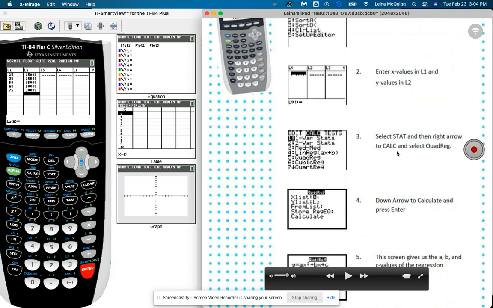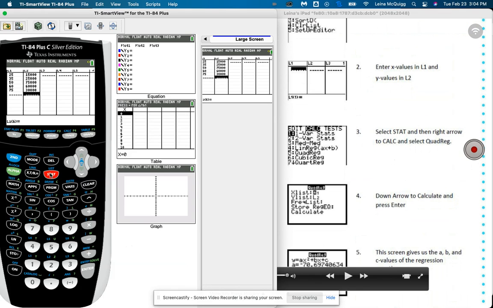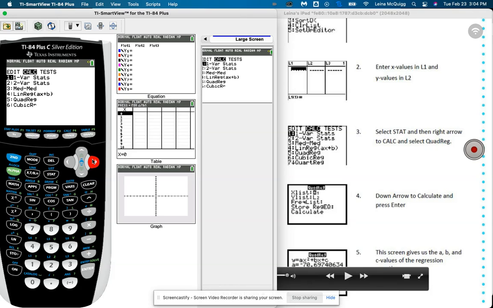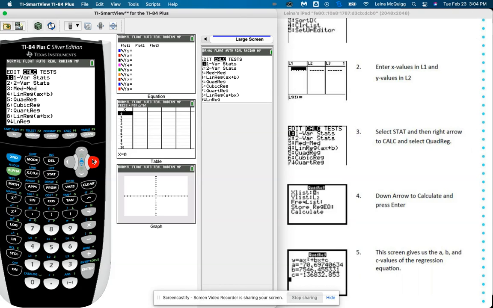Step 3 tells me select stat. So I'm going to hit stat again. I'm going to right arrow over to calculate. And we're going to go down and select quadratic. So before we were doing linear regression, so we were doing straight lines. Now we're doing quadratic regression because we're dealing with quadratics. Went too far. And hit enter. And then you're going to hit enter all the way down to the bottom to calculate. And it gives you all these nifty little numbers.